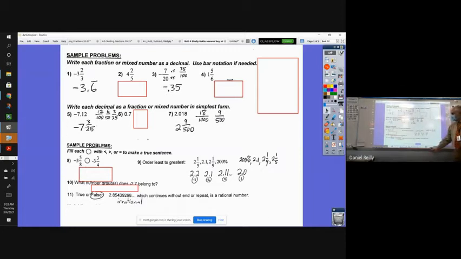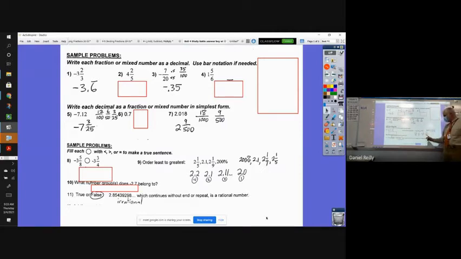Number 9, order these from least to greatest. When you order numbers from least to greatest or greatest to least, or you're comparing two numbers, they need to be in the same format. They either have to be fractions with the same denominator, typically, if they're close, or change them all to decimals, which is certainly the easier method, so that's what we want you to do. Change all of these numbers to their decimal equivalents.